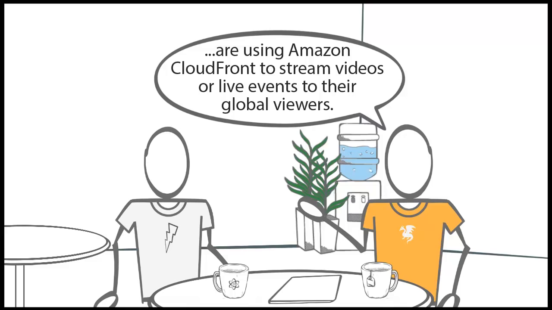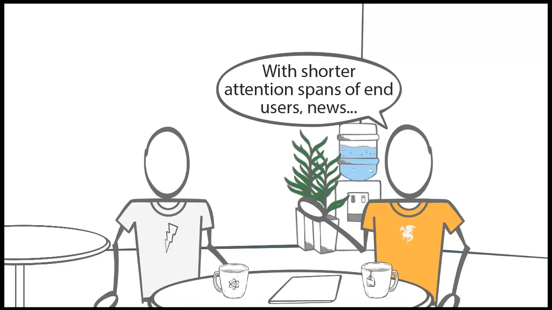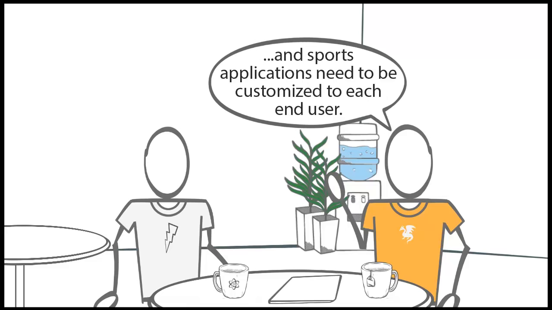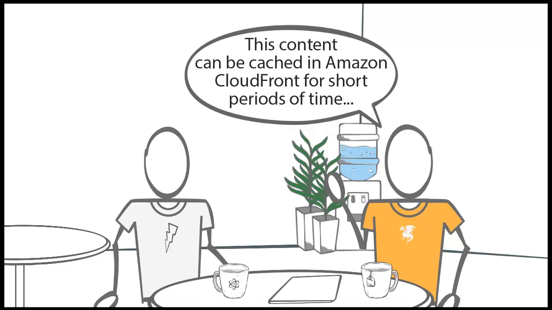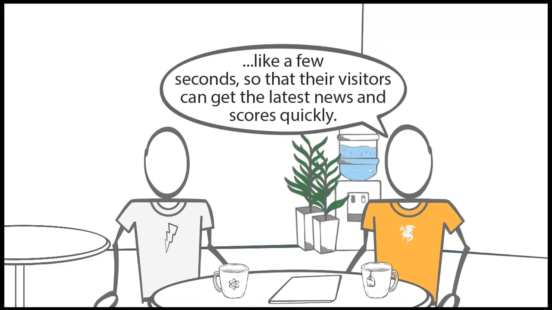With shorter attention spans of end users, news and sports applications need to be customized to each end user. This content can be cached in Amazon CloudFront for short periods of time, like a few seconds, so that their visitors can get the latest news and scores quickly.